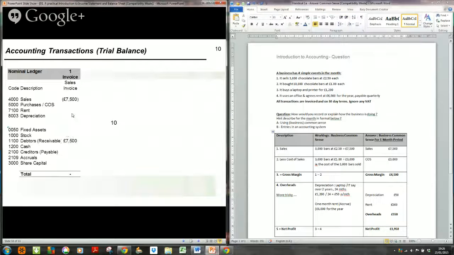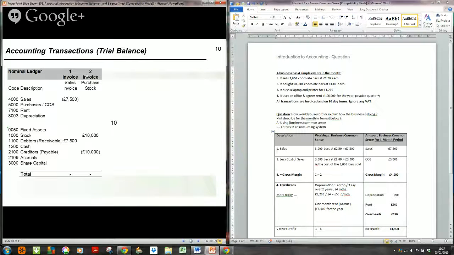In making the sale, don't worry too much about the double entry in terms of which one's positive, which one's negative. Just know that the two sides of making a sale is somebody's going to owe you some money. This is called debtors in accounting terms, or American terminology, receivable. It does what it says on the tin. It's a receivable that you're going to receive. So the other side is you're going to record some sales.